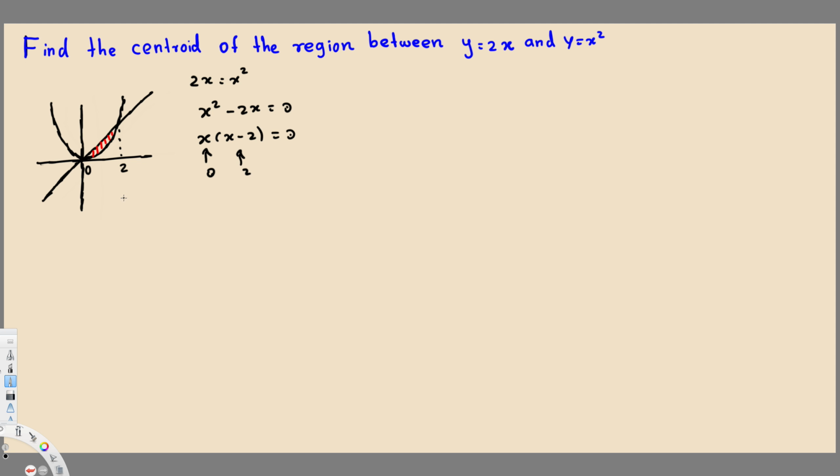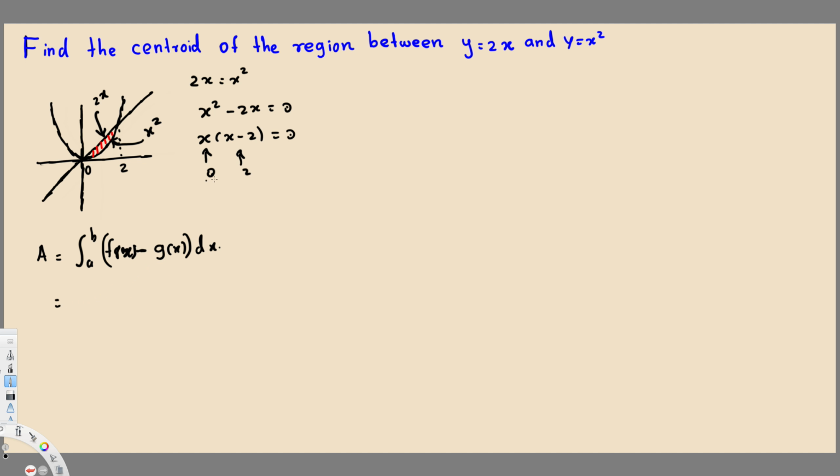The next thing we have to do is find the area of this region. To find the area of the region, we can use this equation: A = integral from a to b of f(x) - g(x) dx. f(x) is the top graph, this one, 2x, minus the bottom graph, that is x², which is the one we subtract. So this is the equation we are going to use to find the area.